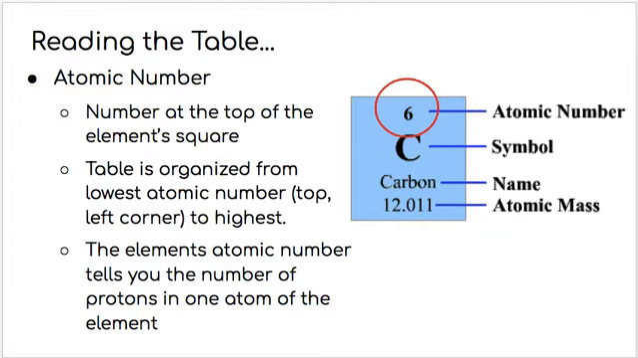The next piece of information found in an element square on the periodic table is its atomic number. So generally you will find the atomic number at the top of the element square. For carbon here, we can see that its atomic number is 6. Now, the periodic table is organized from lowest atomic number, which is 1, found all the way at the top left-hand corner, down to the very highest atomic number, which would be found down at the bottom.